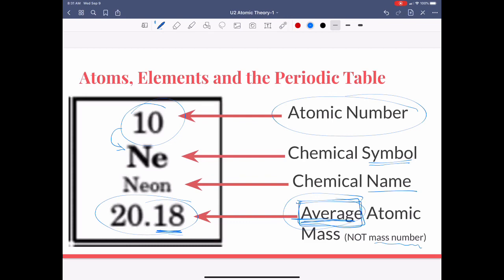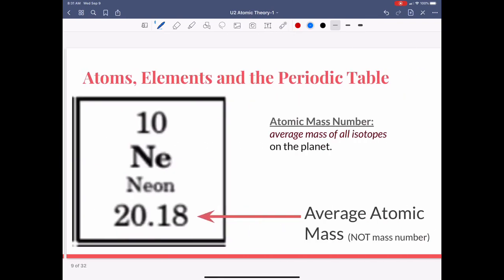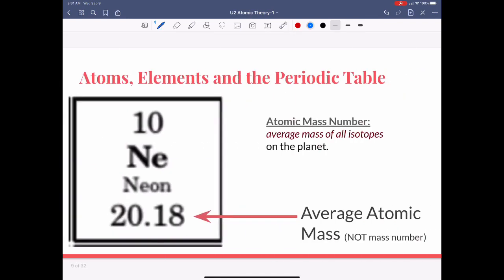So by this, I can say most of them, because my average is closer to 20, most all neons exist at a mass of 20. But there are some that are over that because, look, I have 20.18. So there's a few stragglers that change that average and throw it off a little bit. So let's go a little bit more into detail. Our average atomic mass is the average mass of all isotopes. And we're going to talk about isotopes tomorrow in detail. But that is the average of all atoms of neon.